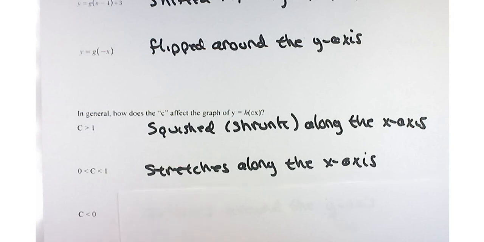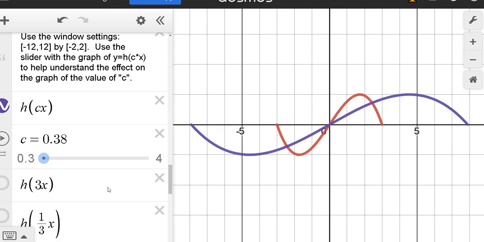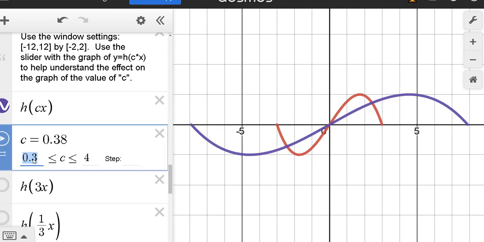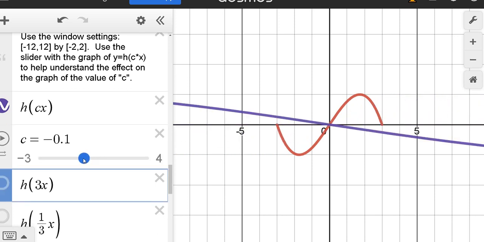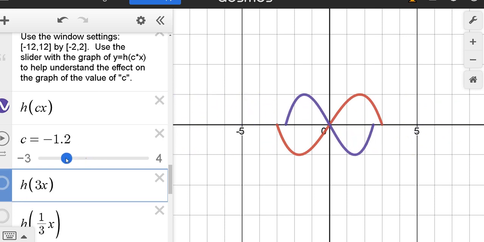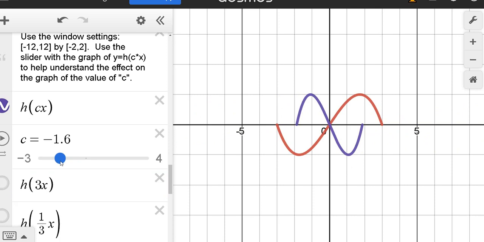And then the last thing you could notice is that when C is less than 0, so let me just put in -3 here, the graph gets reflected around the y-axis again. The same things are going to happen, it's just that now you've reflected the graph around the y-axis. So C less than 0 reflects things around the y-axis.